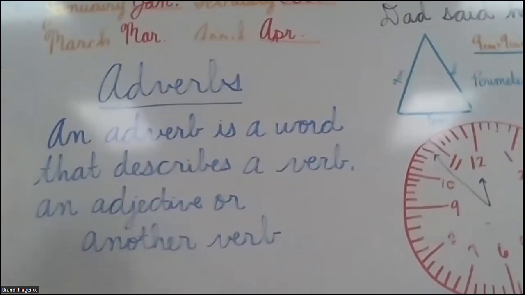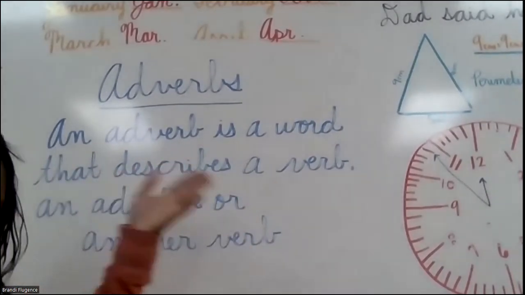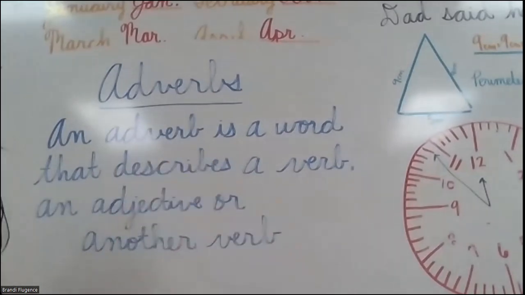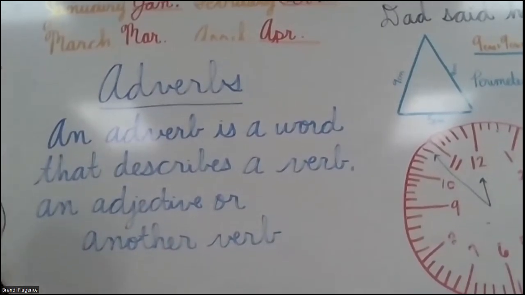When the test comes on Thursday, I do not want to grade tests that don't have this definition. I am still getting tests with definitions that I did not get. So make sure that you are writing this down exactly like it's written here. So on the test Thursday, you're writing this exact definition. An adverb is a word that describes a verb, an adjective, or another verb. Okay, so go ahead and write this down. I'll give you a minute or two to write it.